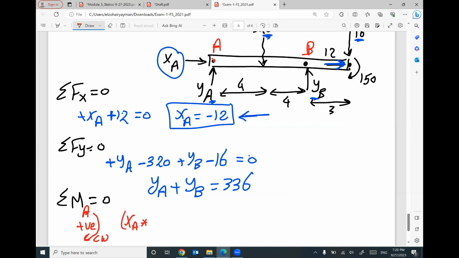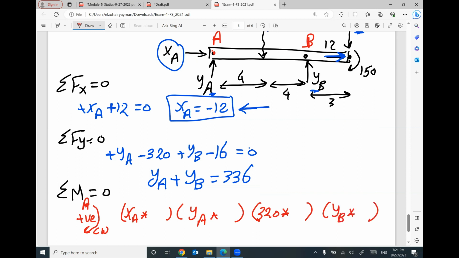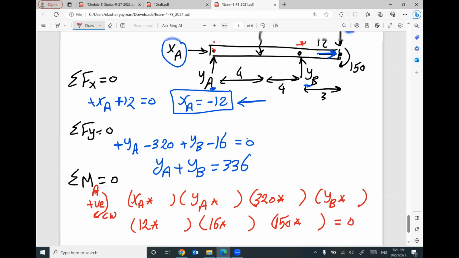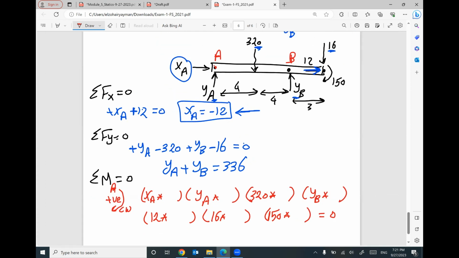XA will be multiplied by distance. YA will be multiplied by distance. 320 will be multiplied by distance. YB will be multiplied by distance. 12 will be multiplied by distance. 16 will be multiplied by distance. 150 will be multiplied by distance, equals 0. I have to list everything in your problem in this equation: XA, YA, 320, YB, 12, 16, 150. Everything must be listed. I am sitting at A.